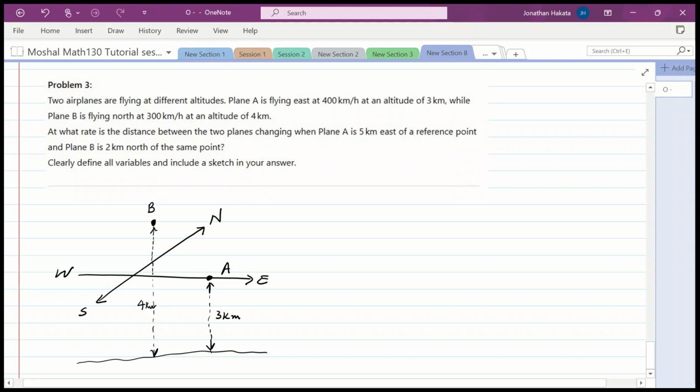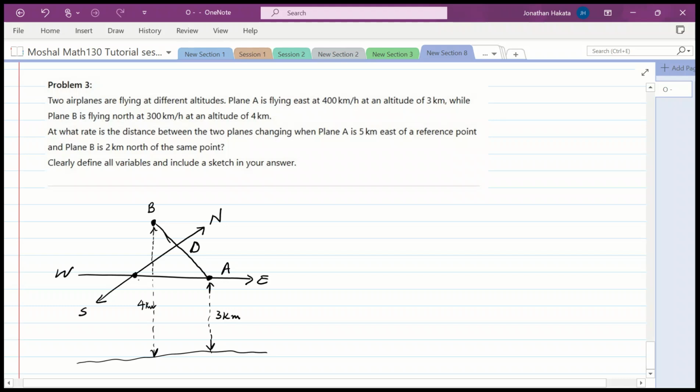Now if we go back to the question, let's read again. At what rate is the distance between the two planes changing? So the actual effective distance between these two planes is this. Let me try to draw a straight line. That bold line, let's call it D. At what rate is this distance between the two planes changing when plane A is 5 kilometers from a reference point? So let's take this point as reference.